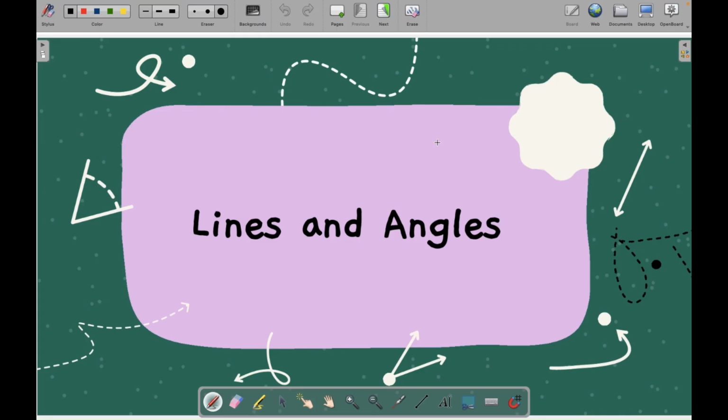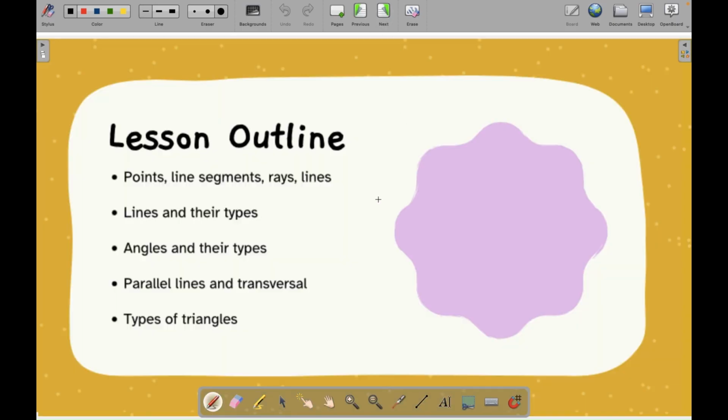I'll let them in. So today we are going to discuss lines and angles. Basically, we'll start with the very basics: what points are, what line segments are, what we mean by rays, and what we mean by lines. Then we'll discuss the various types of lines that we see. If I have two lines, how can we categorize them? They can be intersecting, parallel, or perpendicular, right?